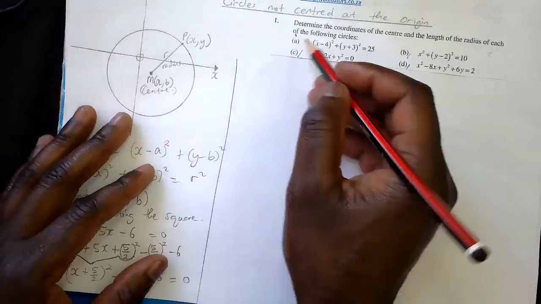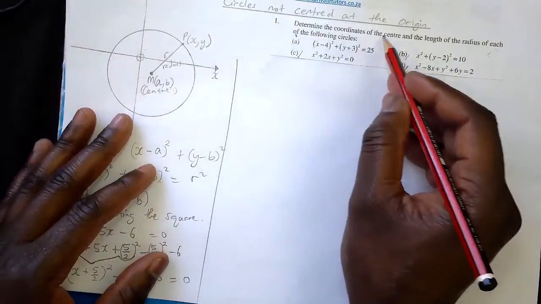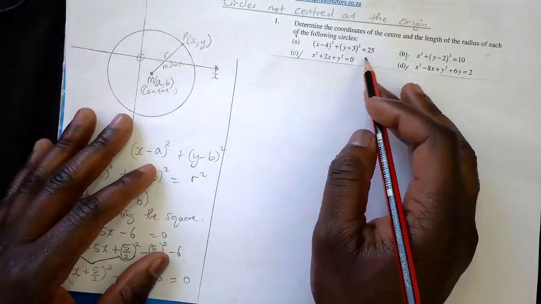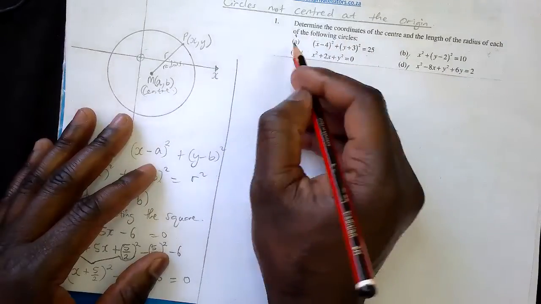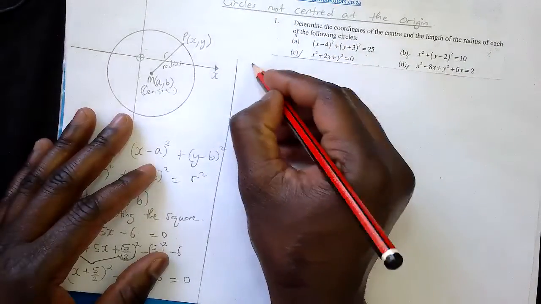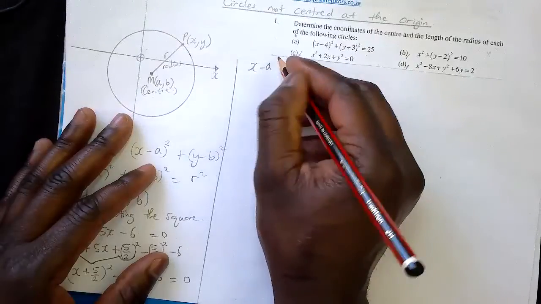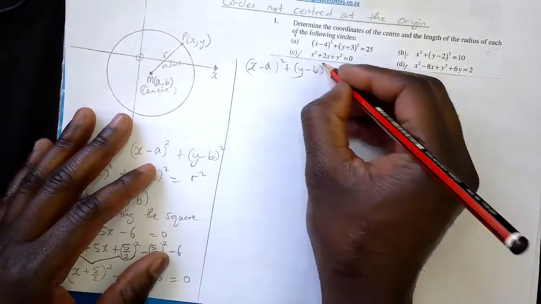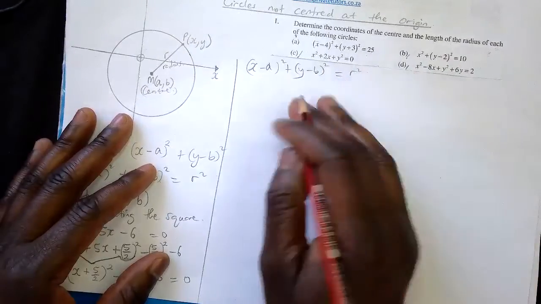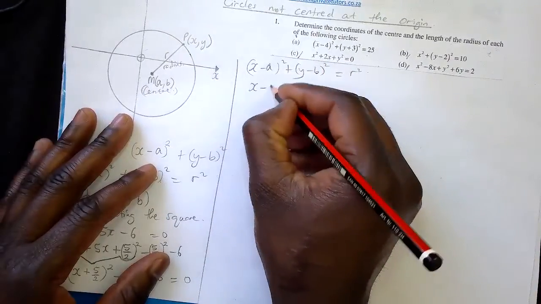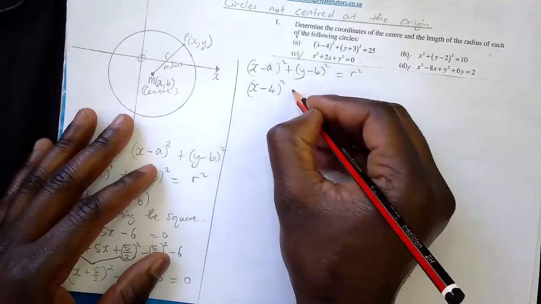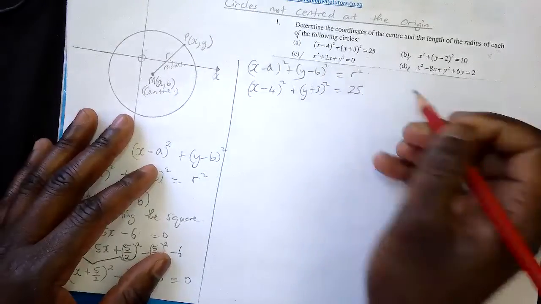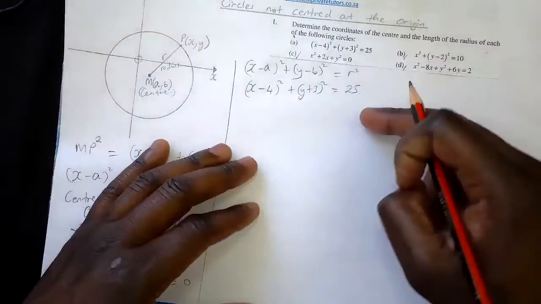Now, first question: determine the coordinates of the center and the length of the radius of each of the following circles. So here, what do we have? We know that (x minus a) squared plus (y minus b) squared is equal to r squared. In this case, we're given (x minus 4) squared plus (y plus 3) squared is equal to 25. Now, what do we know? This is r squared.